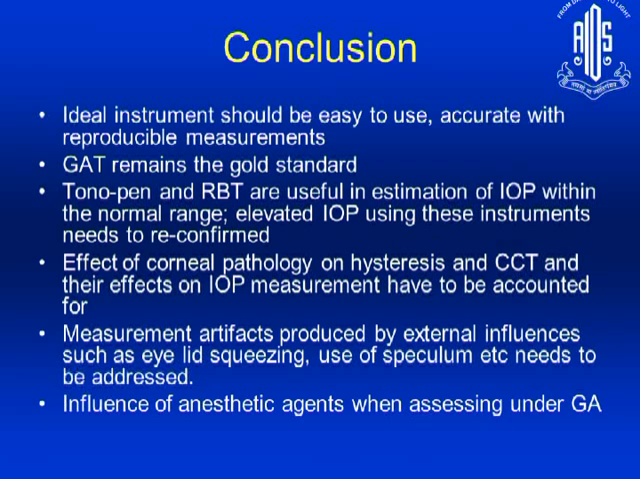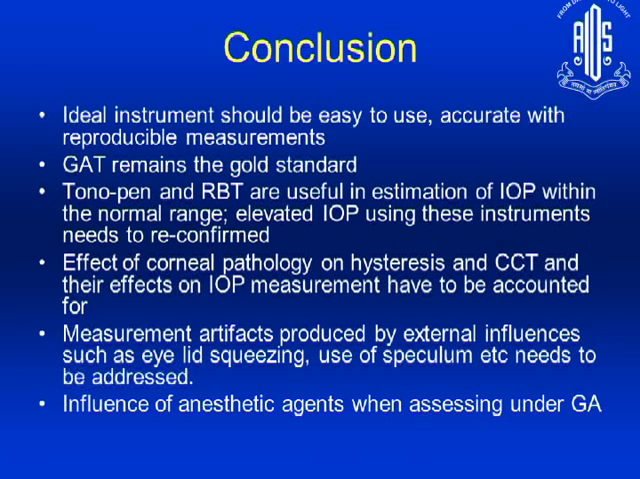So in conclusion, the ideal instrument in children should be easy to use, should be accurate, and should give you reproducible measurements. The GAT remains the gold standard. The Tonopen and the rebound tonometer are useful in estimation. Children prefer them to the other methods. However, elevated IOP, which has been discovered with these instruments, needs to be reconfirmed with the GAT.